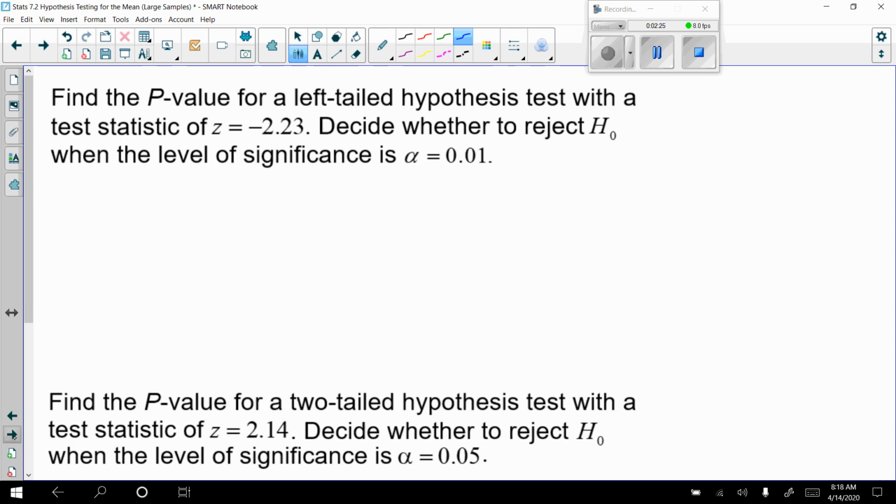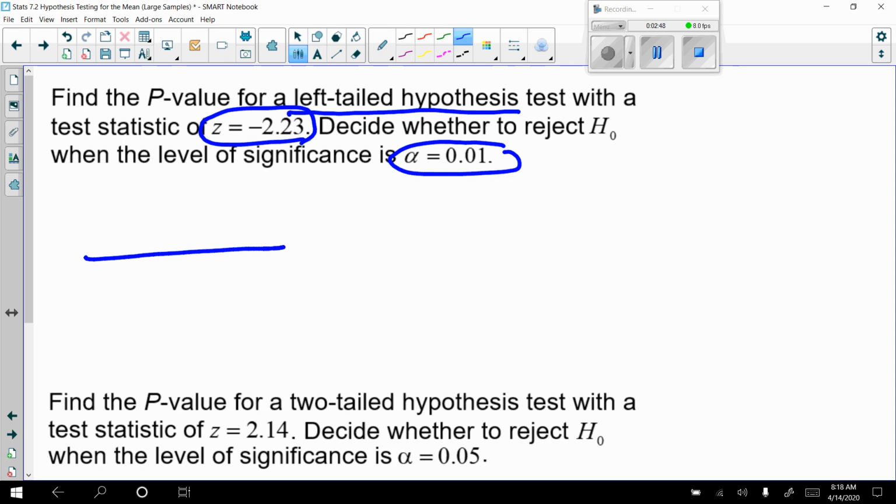Sometimes we have to find a p-value. We're going to do a left-tailed hypothesis test with a z-score of -2.23, and we need to decide whether or not we reject the null hypothesis when the significance level is alpha of 0.01. Okay, so if we have a left-tailed test, that means our picture looks like this, and this is our z-score.